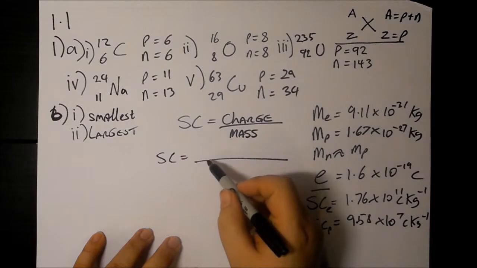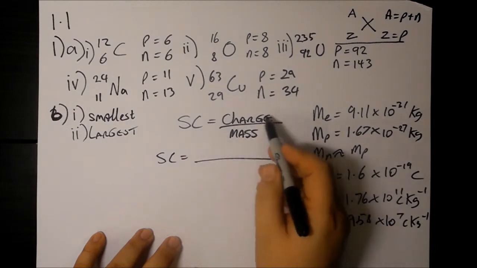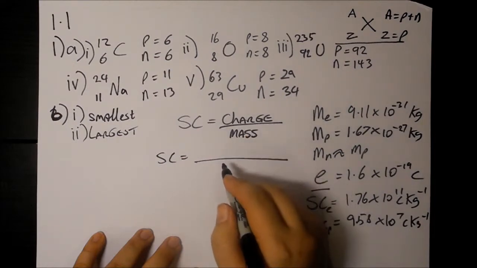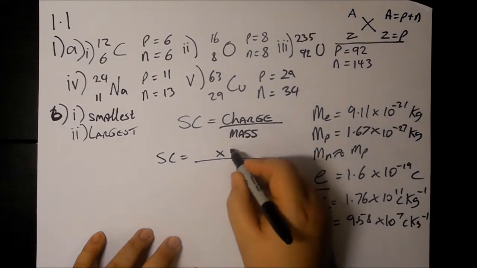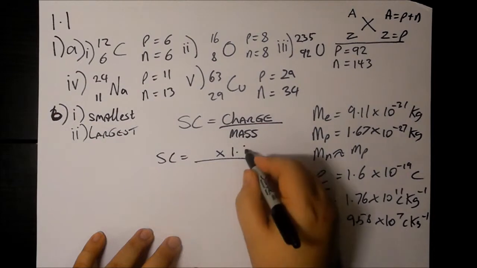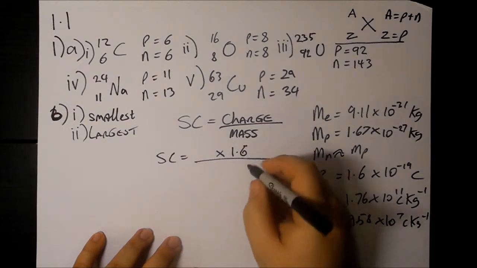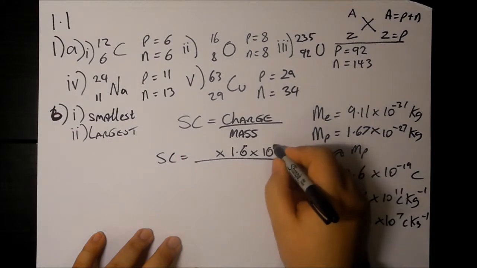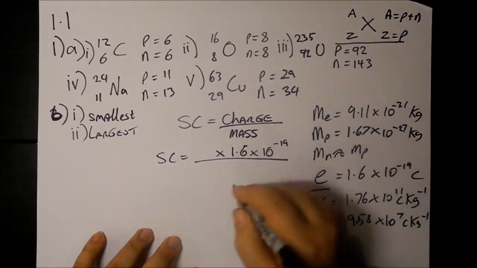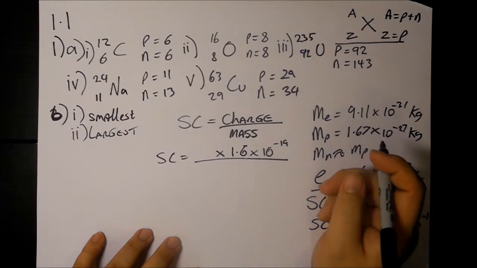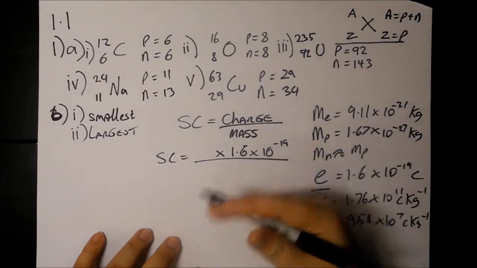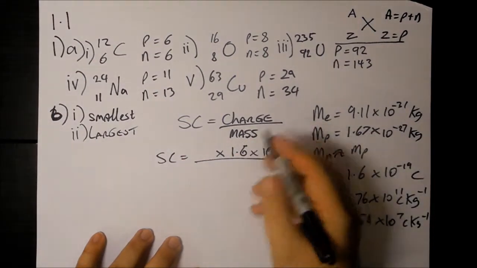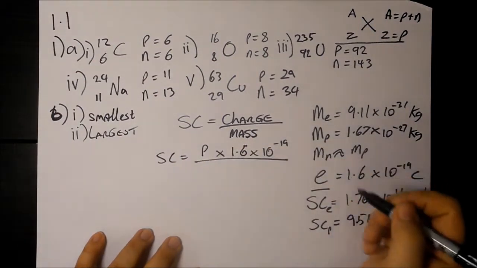So we're going to be looking at the charge is all going to come from protons. There's no electrons, all going to come from protons. So the charge value is, well, doesn't really matter actually if it's protons or electrons. The charge value is always going to be a multiple of 1.6 times 10 to the minus 19. What are we going to multiply by? Well, what has the charge is the protons. Therefore, the more protons, the more charge. Therefore, what goes here is the number of protons.